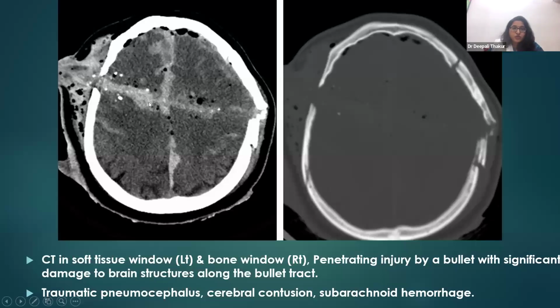This is a patient of gunshot injury who came to our institute. You can see the trajectory, and pneumocephalus can be seen, the contusions can be seen, and depressed fractures can be seen. So it can be a combination of multiple types of brain injury, or it can be a simple isolated brain injury.